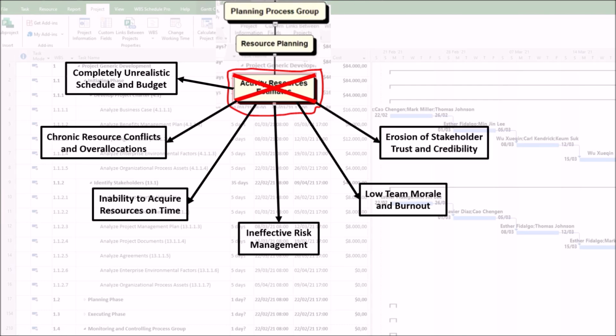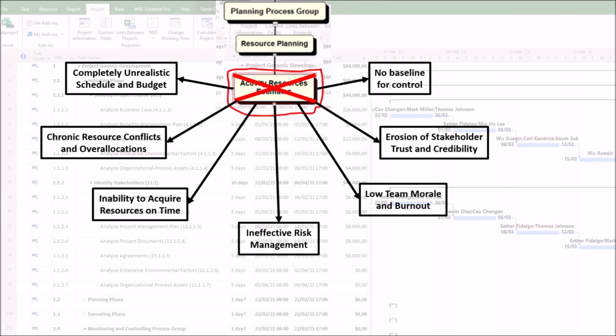6. Erosion of stakeholder trust and credibility. If the project manager and team can't provide a credible answer to the simple question, "How will we do this?" the consequence is that as sponsors and clients observe constant delays, budget overruns, and chaotic execution, they lose confidence in the team and the project's viability. This can lead to micromanagement, budget cuts, or outright project cancellation.